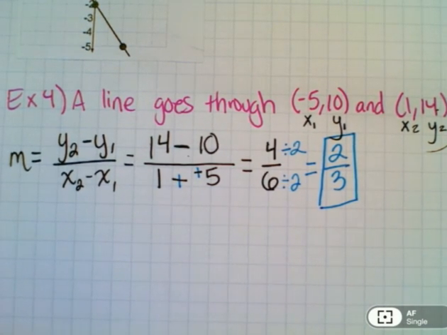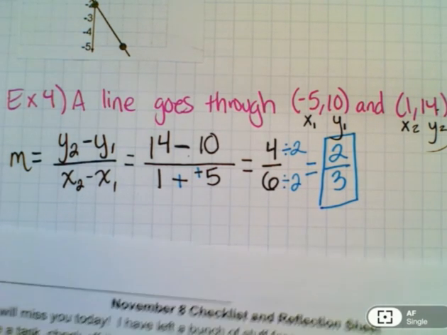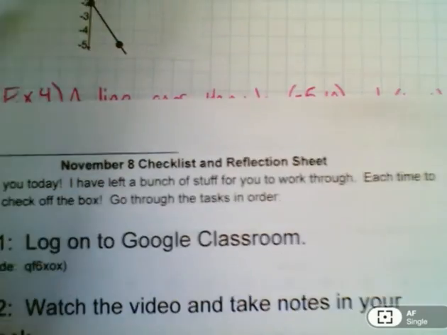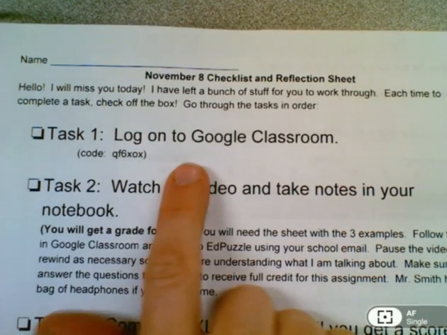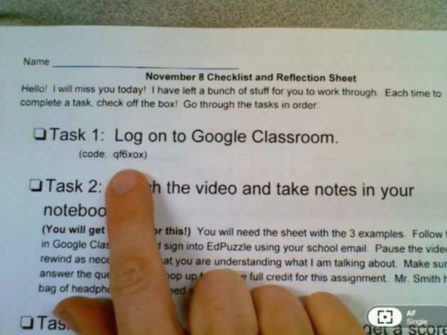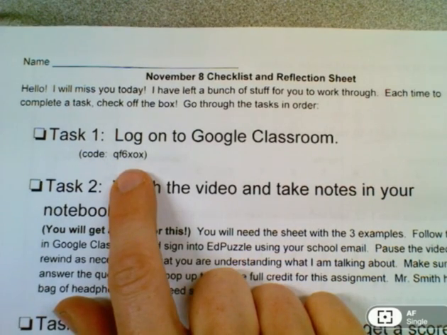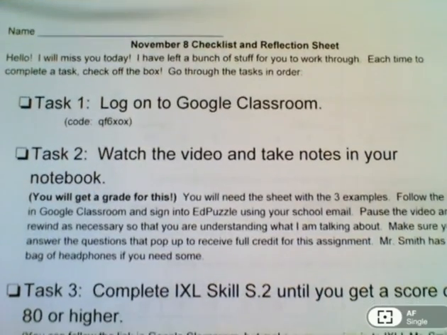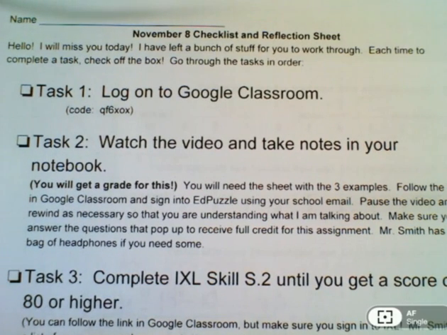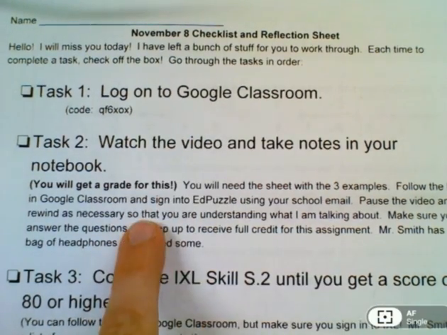So I'm just going to talk really quickly through what you're going to do for the rest of class today. The sub should have given you this checklist, and it goes through everything you're going to be doing for the rest of class. So you're going to log into Google Classroom. This is the code. Austin and Braden were not here last class, so you will need that code. And then task 2 is to watch the video and take notes in your notebook. So there should be a link there on Google Classroom for you to get into Edpuzzle, and you're going to watch, oh, you've already watched the video. Obviously, this is the video. So you should have done those two things.